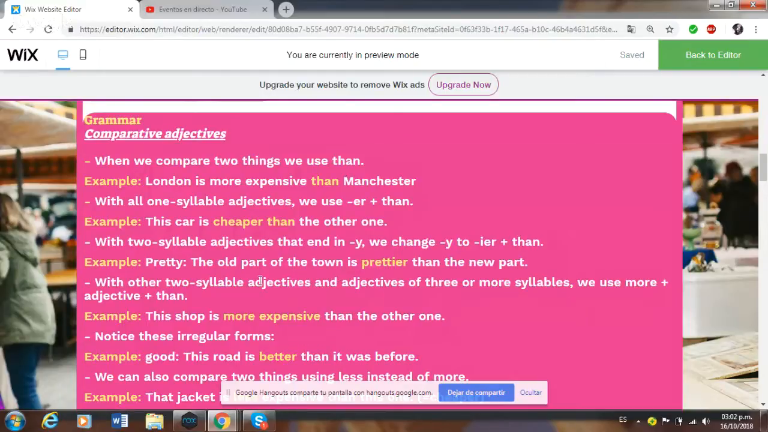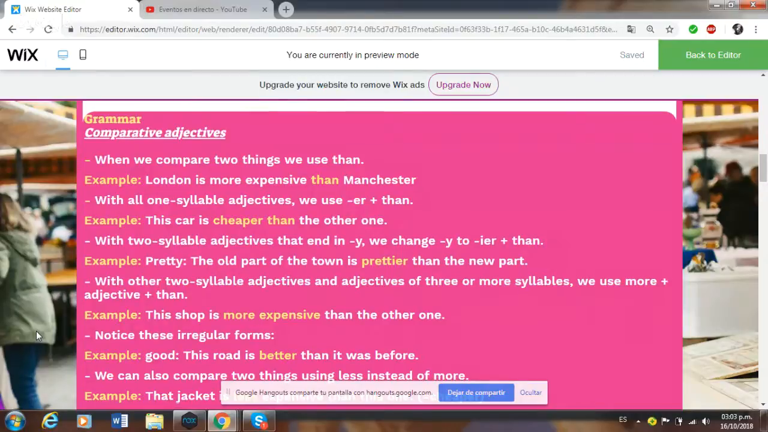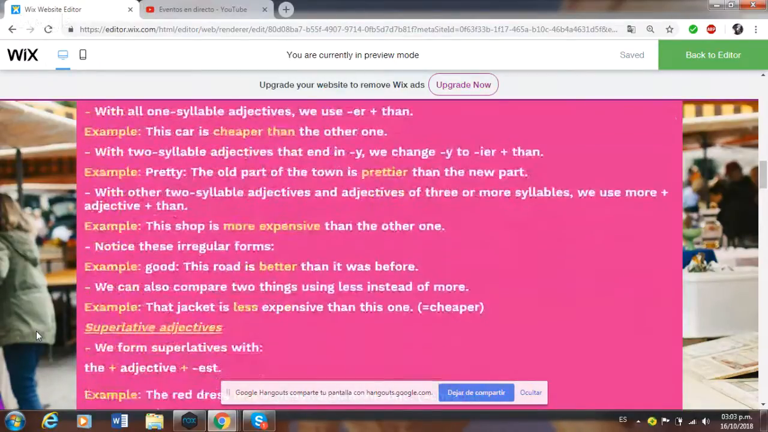As you can see here, with two-syllable adjectives and adjectives of three or more syllables, for example, when the word has more than two syllables, three, four, five, it could be an adjective. There are some adjectives that have three or more syllables. Then we use more plus the adjective and than. As you can see in this example, this shop is more expensive than the other one.